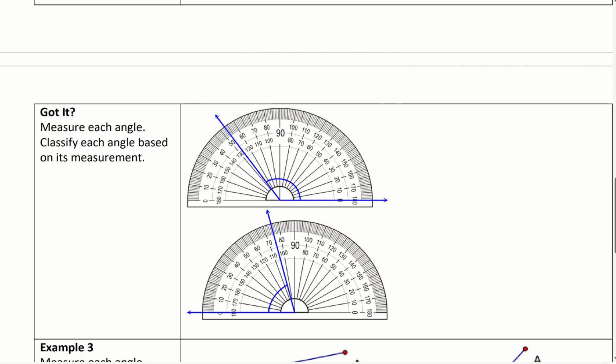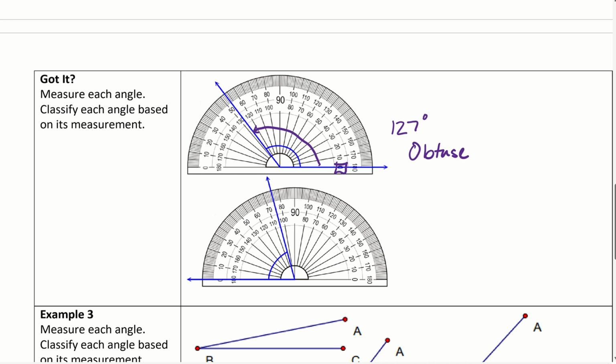Okay, hopefully you've had a chance to do that. If we look at this first one, we're looking at this 0 going all the way around. You should get 127 degrees. If you got 126 or 128, just so you guys know, when we get to test day, if you're within 1 degree of accuracy, I'm going to count it right. So if you said anything between 126 and 128, that is an acceptable answer. 127 degrees is an obtuse angle.